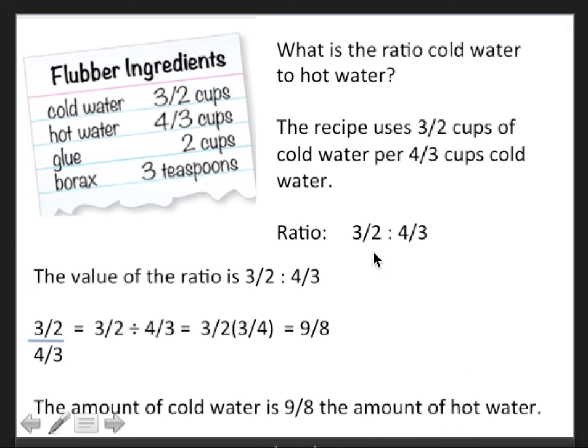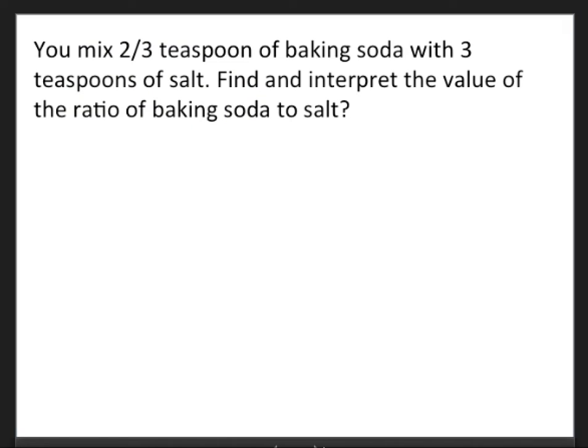All right, so you're taking this ratio and instead of writing it with a colon, you're writing it in the fraction form using that division bar, and then doing the division to find out what that relationship is. So here I want you to think about, you mix 2/3 teaspoon of baking soda with 3 teaspoons of salt. I want you to find the ratio and then find and interpret that value. So go ahead and do that division. I want you to pause this video once now and go ahead and do that with your partner. Once you have it done, go ahead and check back here for your answer.